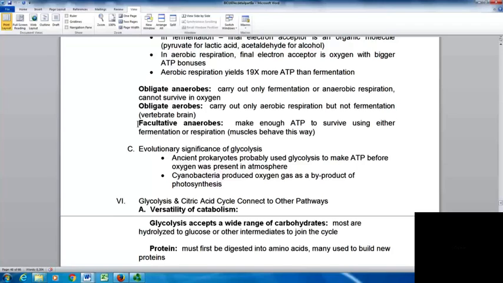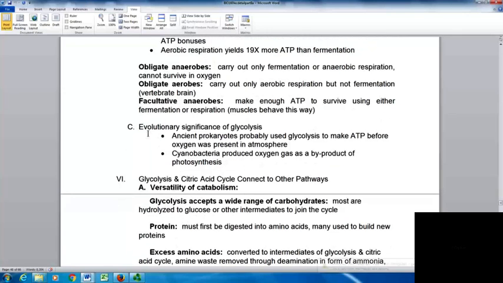Vertebrate brain cells are actually going to be in this category. If you look at how long humans can survive without oxygen, it's not very long because of the damage to the brain cells. Facultative anaerobes make enough ATP to survive using either fermentation or respiration. Your muscles are going to be this way. They're going to do aerobic respiration when they can, and when they can't sustain aerobic respiration or they need more energy than what's available, then they will also start to do some anaerobic respiration.